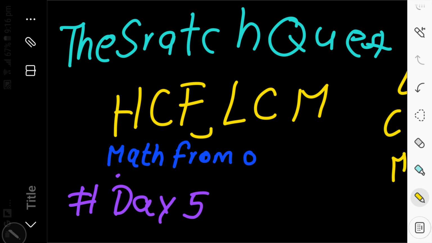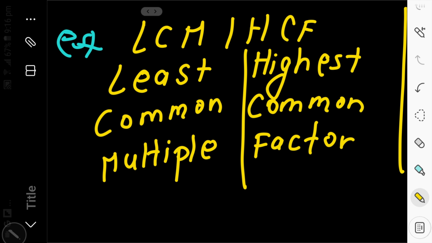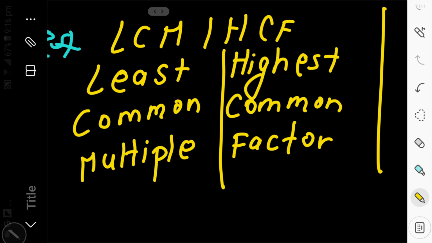Today we'll be learning how to find the HCF and LCM of a number. So let's start. Before going, we must understand what really is LCM and HCF. The full form of LCM is least common multiple and the full form of HCF is highest common factor.